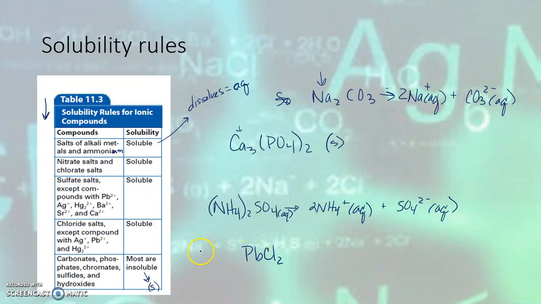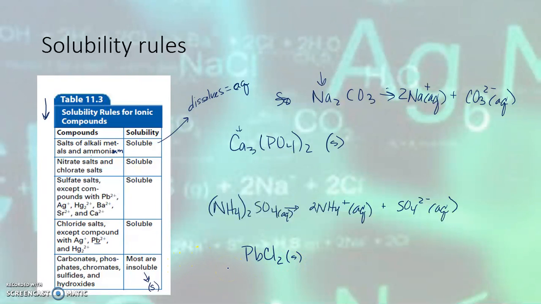All right, lead 2 chloride. Is it an alkali metal or ammonium? No. Is it a nitrate or a chlorate? No, it's a chloride. Is it a sulfate? No. It is a chloride salt, and it is soluble unless it's silver, lead, or mercury, the 3 horsemen, right? It has lead, so it's going to be a solid. It will not break apart. Okay, so this is how you would use this.